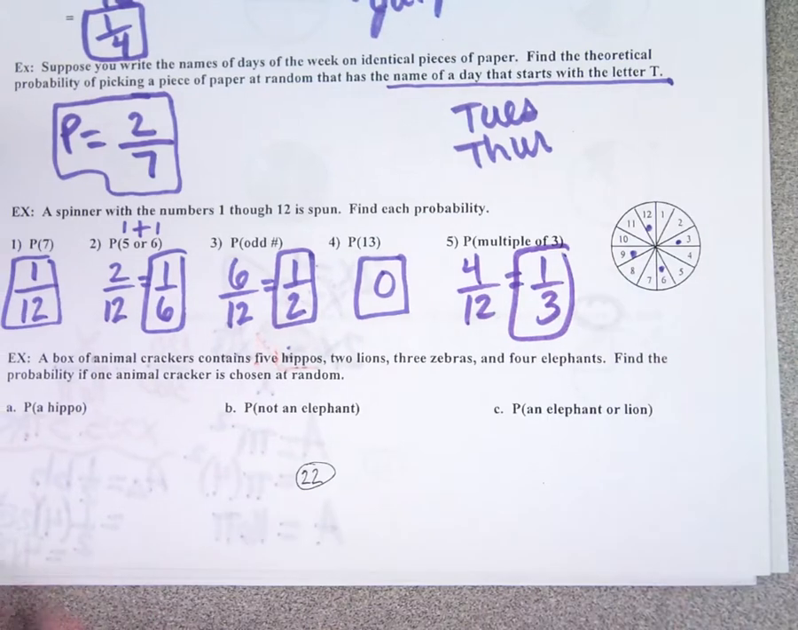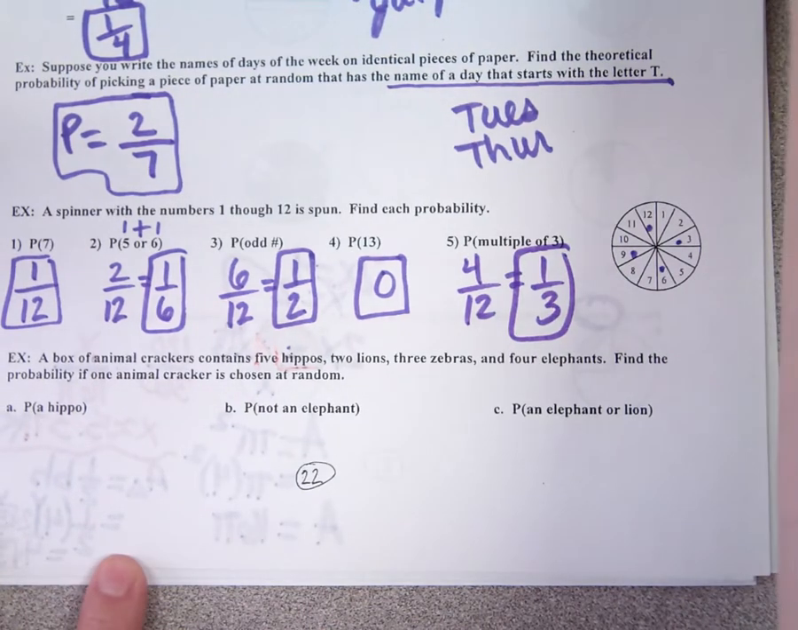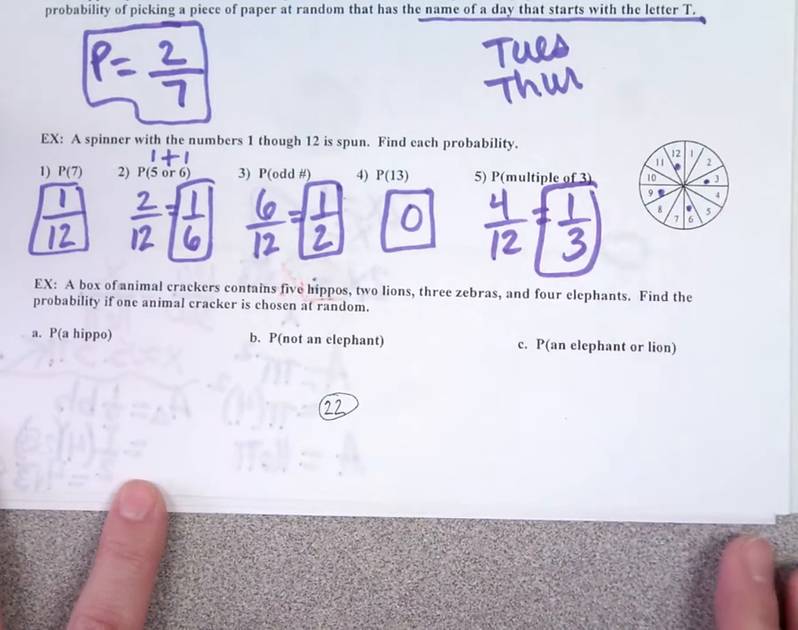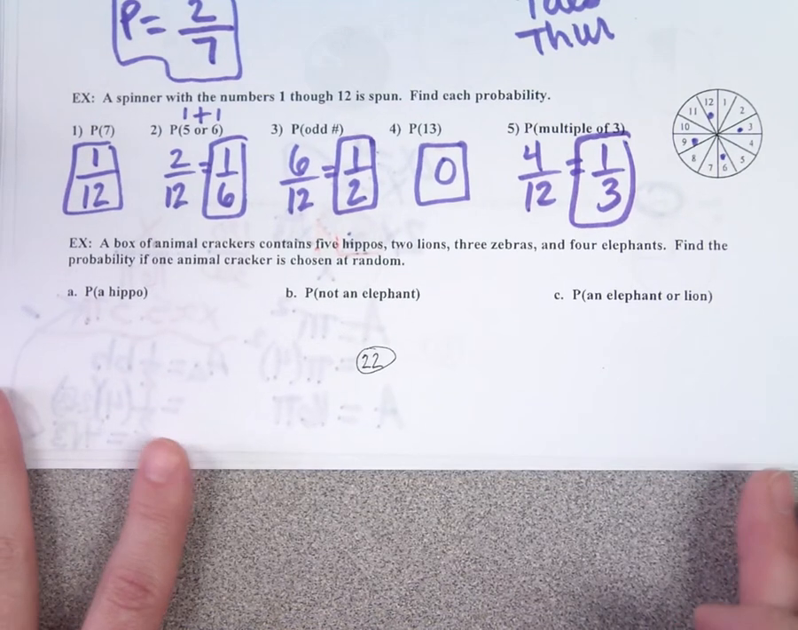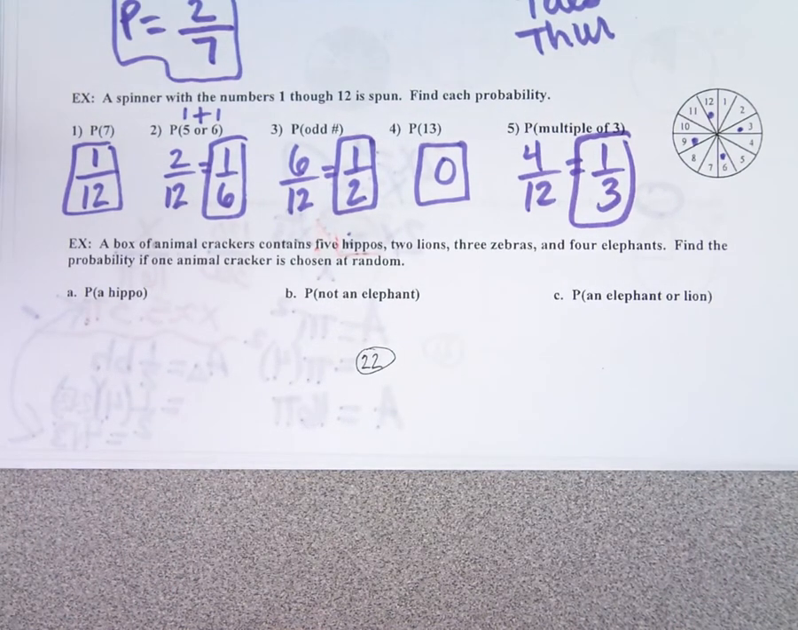Okay, I want you to try A, B, and C on the bottom, and then we'll go through those. And then we'll get into the theoretical, the geometrical probability.